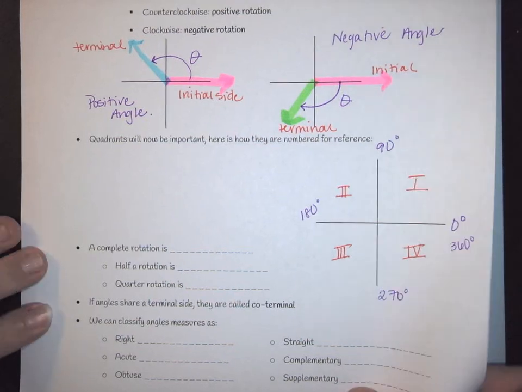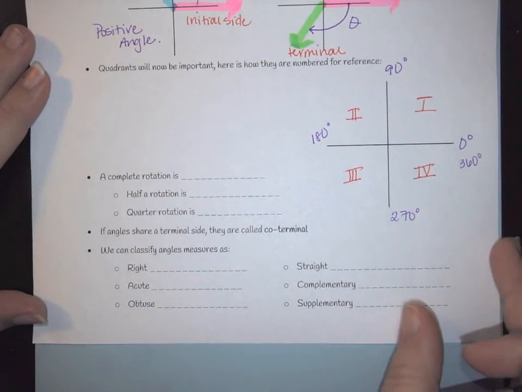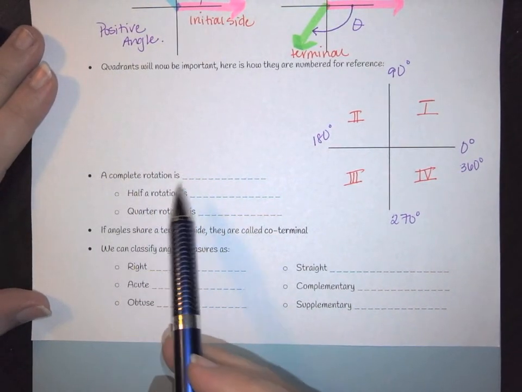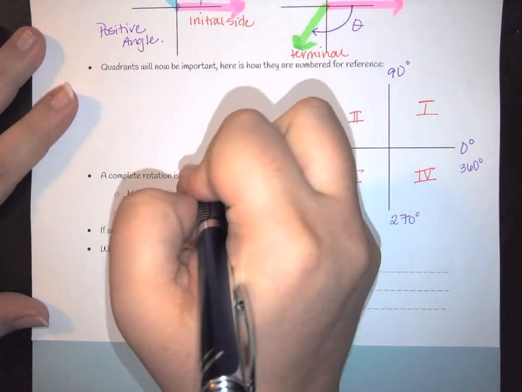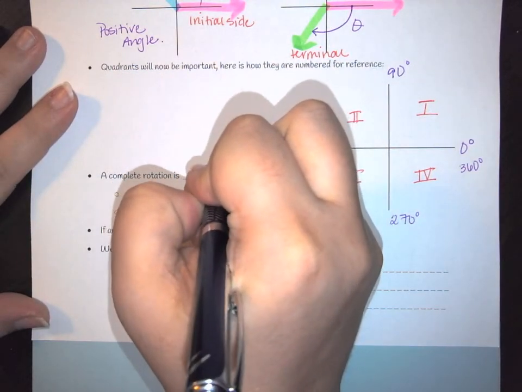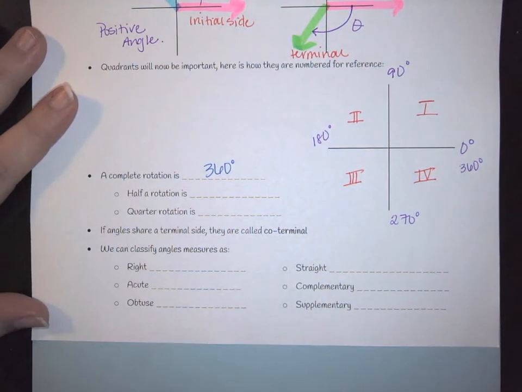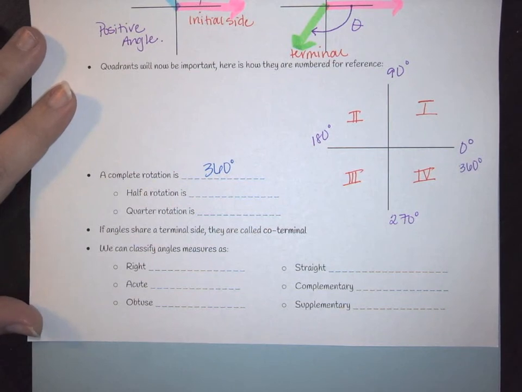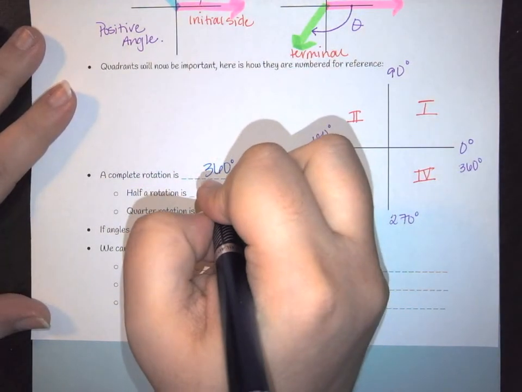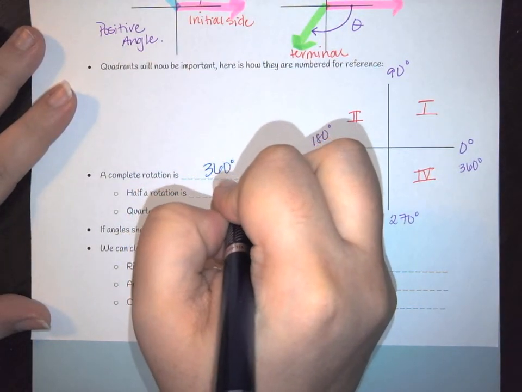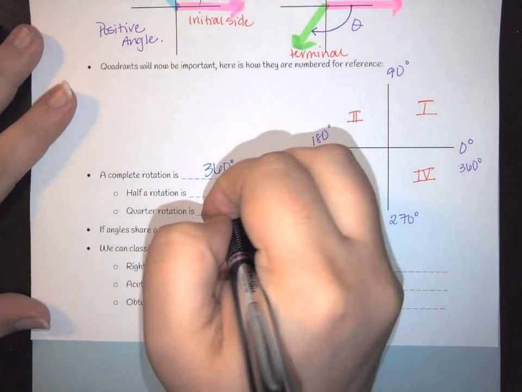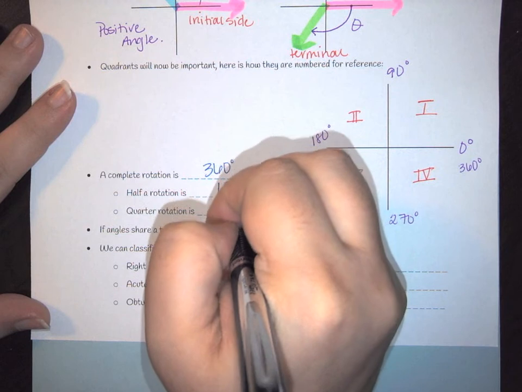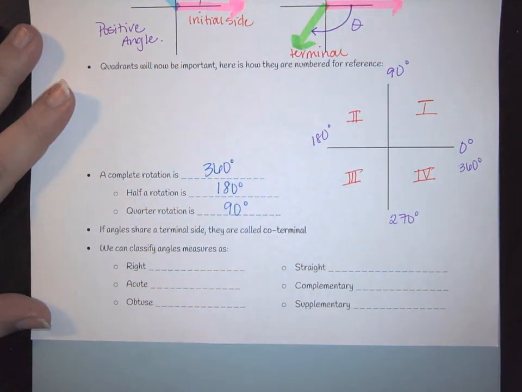Now, a few things that we have to keep in mind is these definitions here. First and foremost, when we're talking about a complete rotation, we're talking about going all the way around the circle. Thus, we say a complete rotation is 360 degrees. Cut that in half, and we get that a half rotation is 180 degrees. Cut that in half again, and we end up with that quarter rotation being 90 degrees.